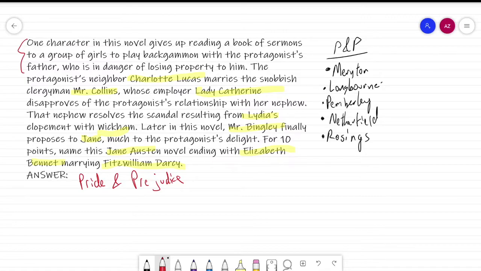So first of all, of course, it says this novel, right? That's kind of useful to know that we're looking for a book and not like Jane Austen as the answer line. But then after that, it describes the scene, right?